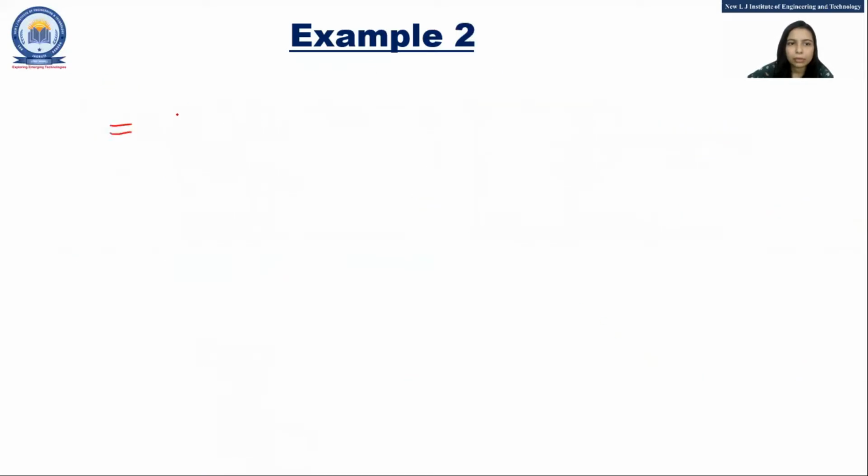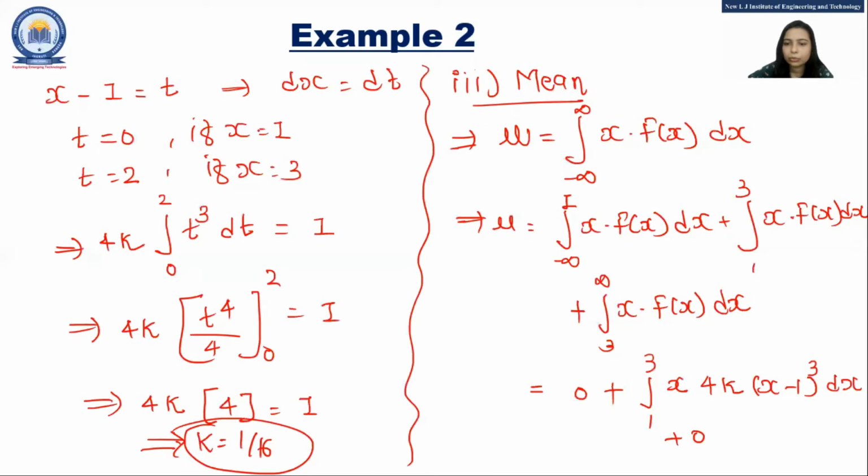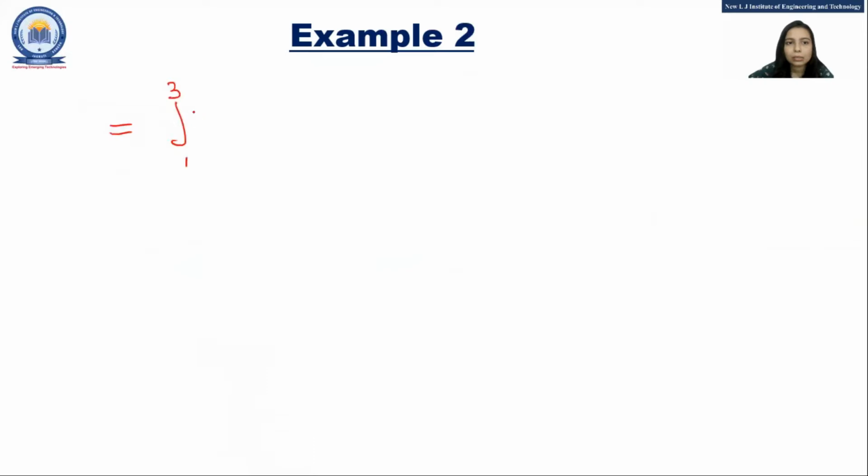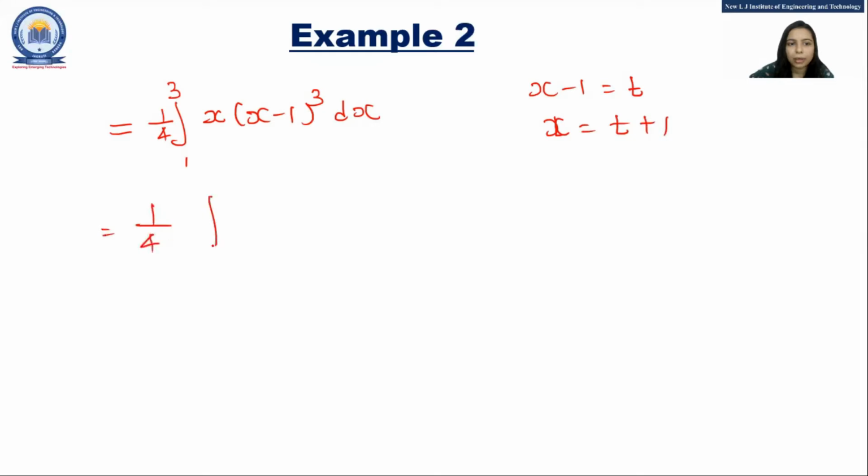So that is equal to integration from 1 to 3 of 4k. So the value of k is equal to 1 by 16, so that is equal to 1 by 4. That would become the common, x into (x minus 1) whole cube dx. Now taking x minus 1 as t, as we have done in the previous case, x would become t plus 1. So that is equal to 1 by 4 integration (t plus 1) into t cube dt.